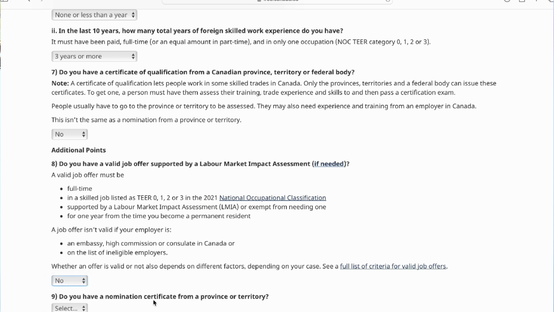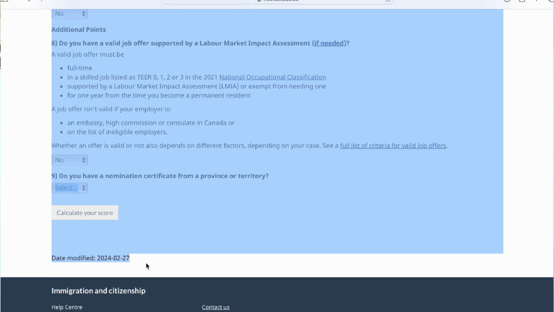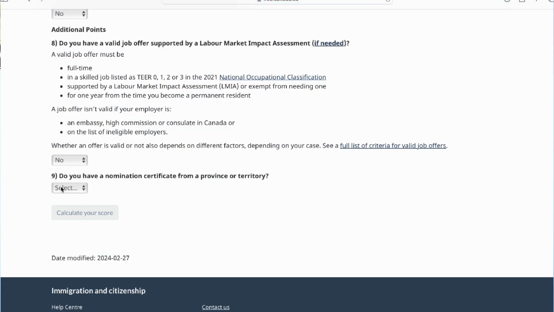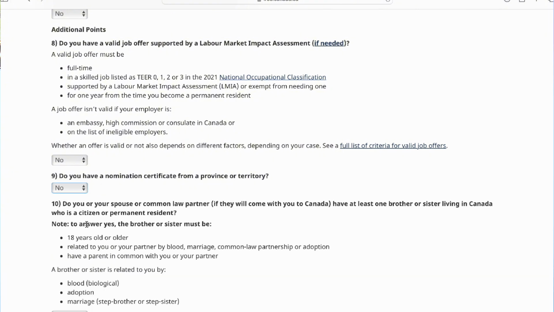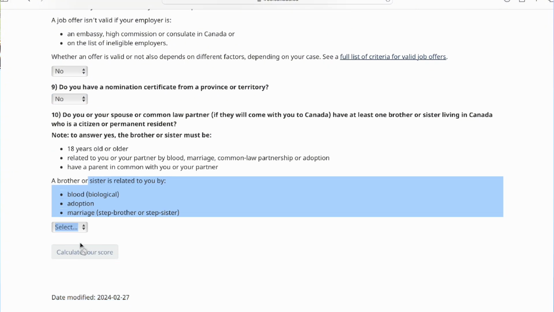Now, the next question is, do you or your spouse or common law partner have at least a brother or a sister living in Canada who is a citizen, not just a brother or sister alone? It has to be somebody that is a citizen or a PR. So at that point, we have somebody, a family member. Yeah, I picked yes. And you know that's going to give you 15 points.